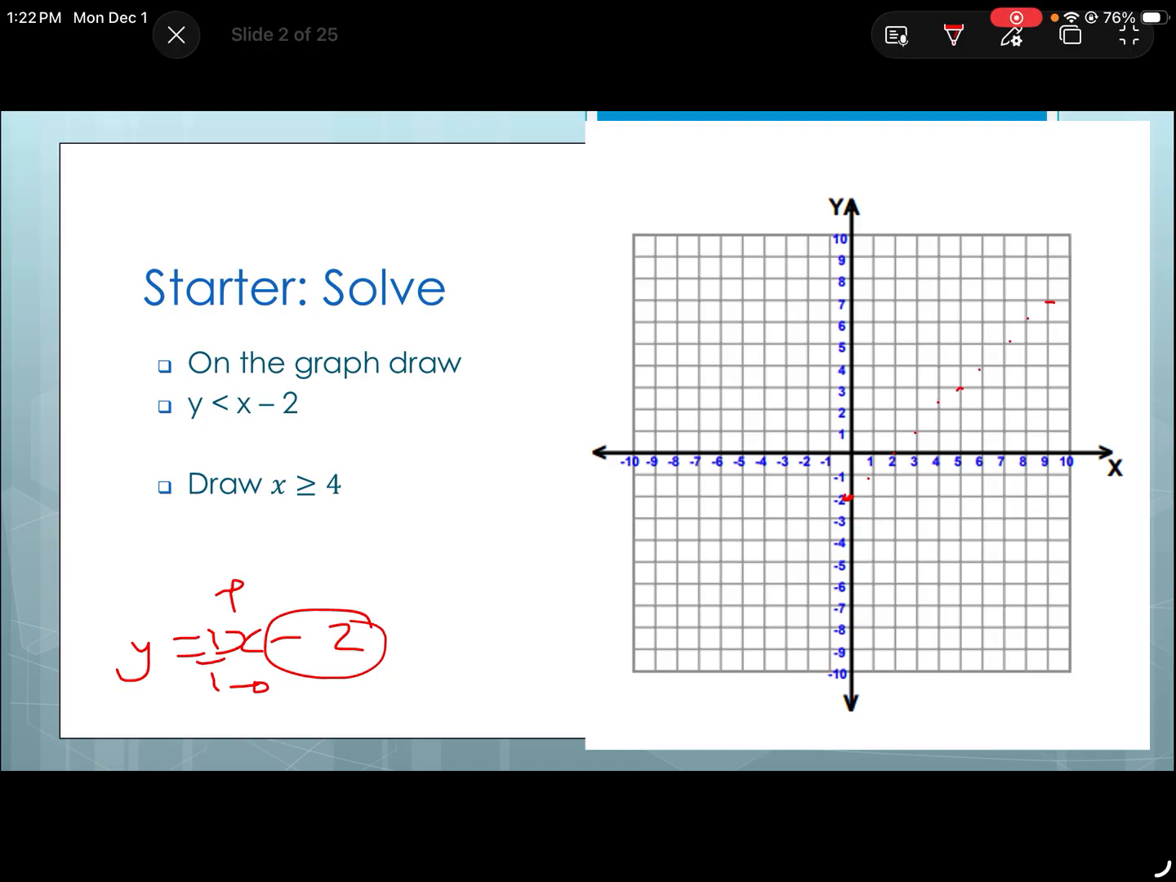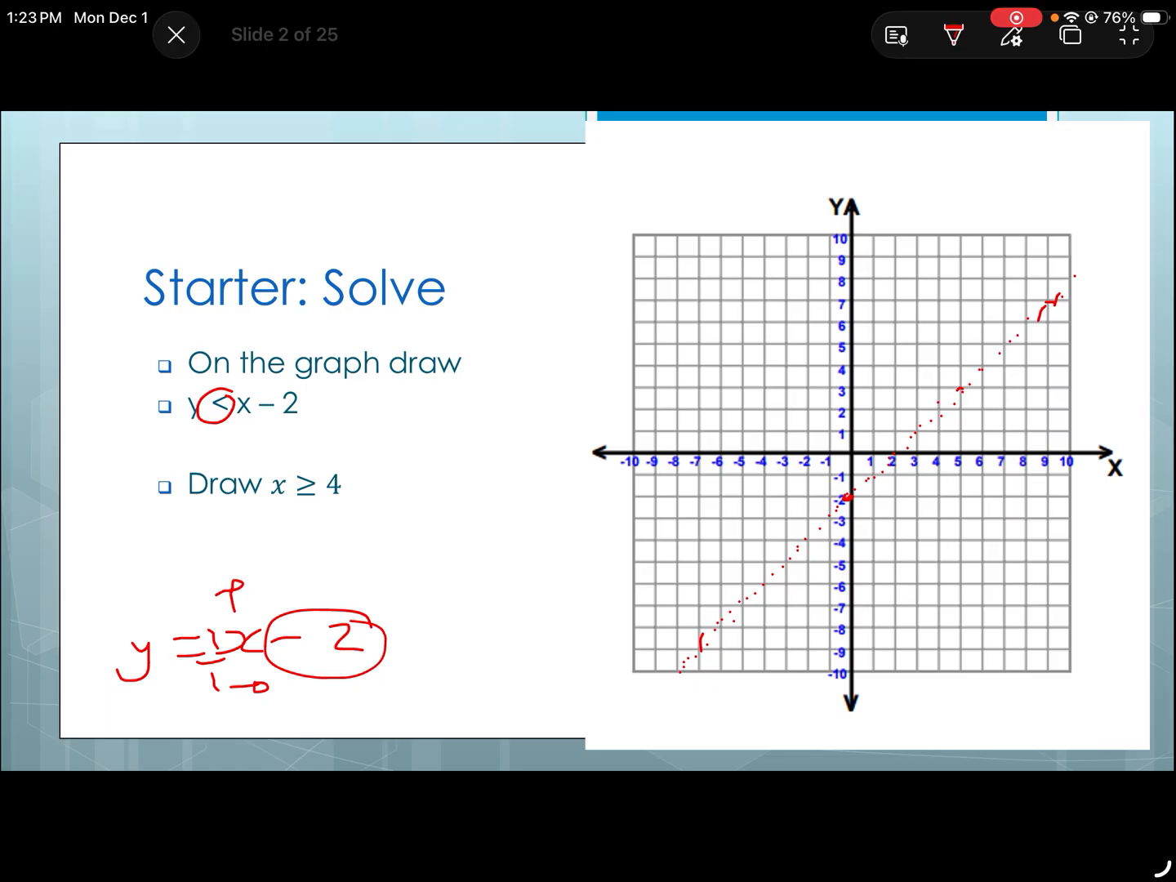Now, what's important here is we don't have equals, we have a less than sign. Because it's a less than sign, that means it's dotted lines instead of solid lines. So it looks like this. It looks something like that. Doesn't matter if you did that or not.